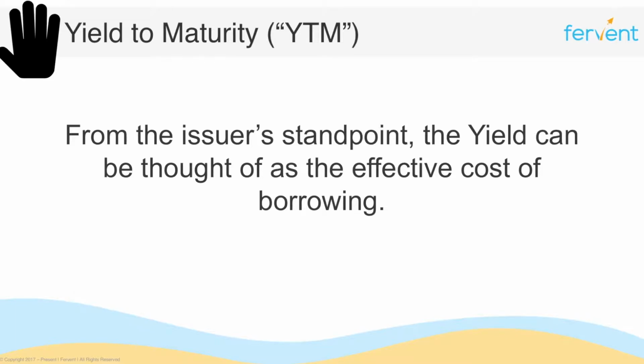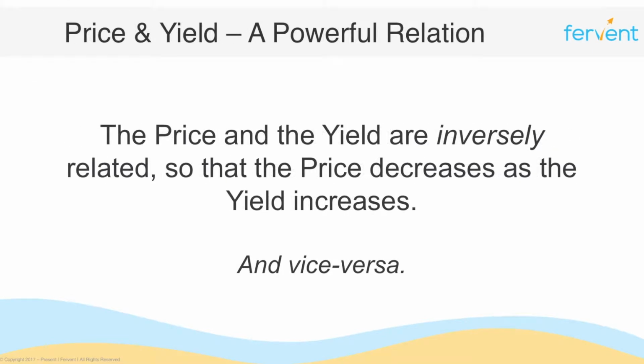Now, the price and the yield have an incredibly powerful relationship. They're inversely related to one another so that the price decreases as the yield increases and the price increases as the yield decreases. You may or may not have heard that bond prices are susceptible to interest rates, and that is precisely because of this relationship. When interest rates increase, the yields increase, and so the price of bonds decreases. And similarly, when interest rates decrease, the yield decreases, and so the price of bonds increases.